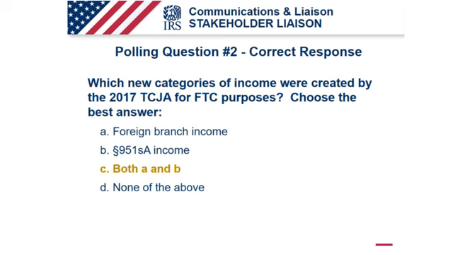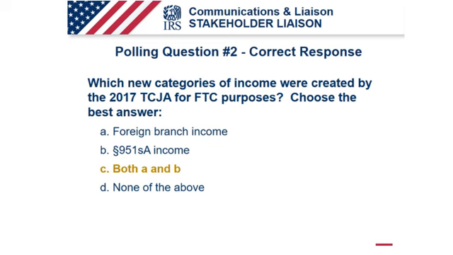Right, and as you can see, the correct answer was C. So both foreign branch income and Section 951A income. All right, let's see how many of our attendees answered that correctly, and it looks like 79%. So 79% of you answered that correctly. Maria, that's a pretty high rate, but could you just maybe provide a little more detail about that, just so we're perfectly clear?